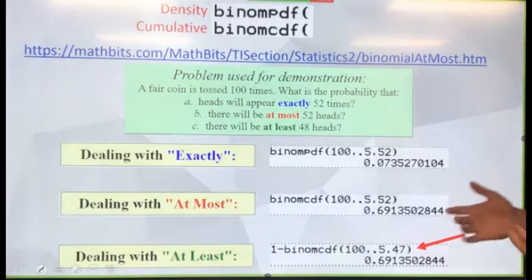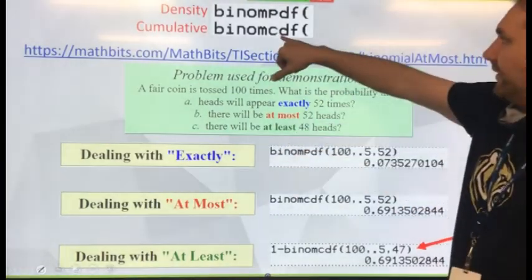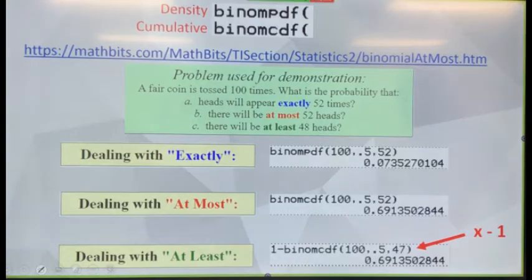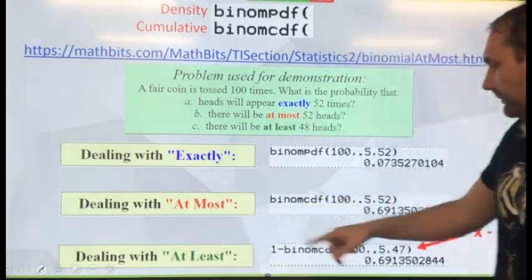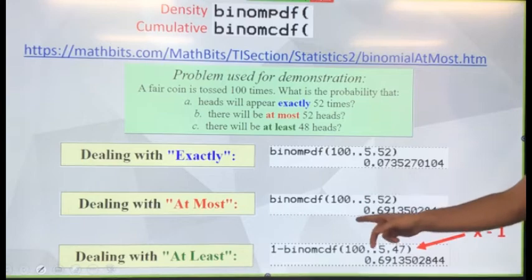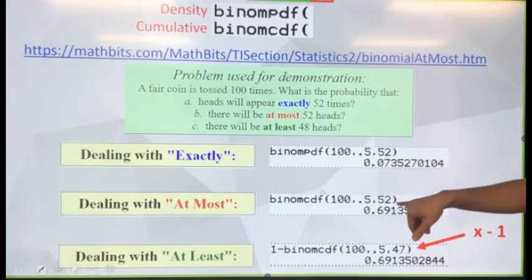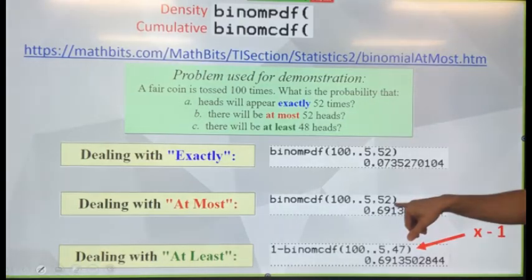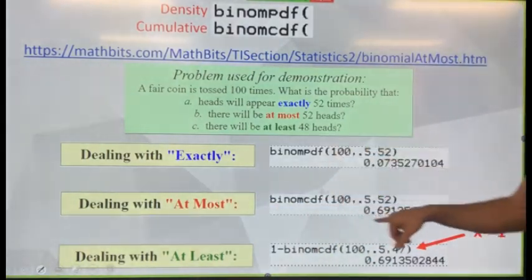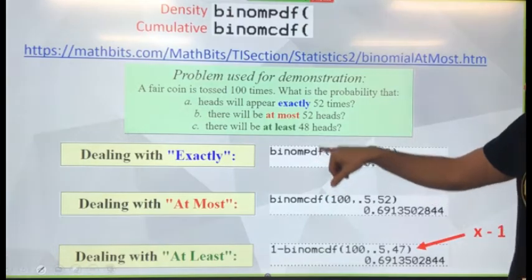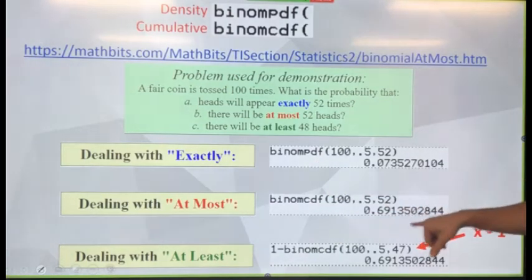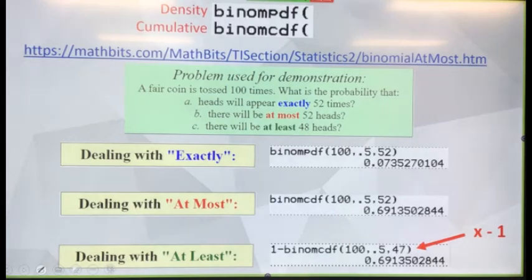Now when you're given a range like at most or at least, that's when you're going to use the CDF, the cumulative. So when you see at most, you're going to use the CDF, same thing with the N and the percentage, and then you're going to put 52. So at most, I'm going to do the exact same thing as exactly, but instead of PDF, I'm going to use CDF. And it's at most 69% chance I'm going to get 52 heads. So see the difference here. If you see exactly, PDF. If you see at most, CDF.